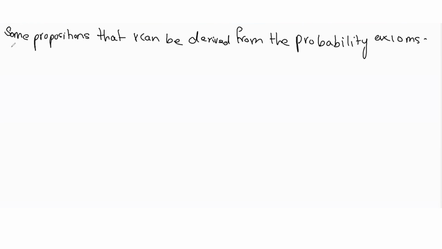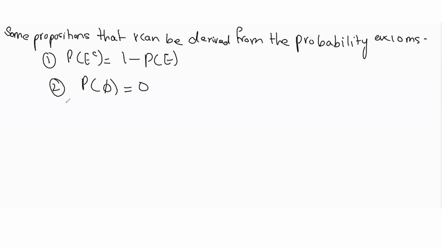So we looked at two propositions. Number one, that probability of E complement is 1 minus probability of E. Number two, probability of the null set is equal to 0. Now I want to look at the third; the first one we already looked at.